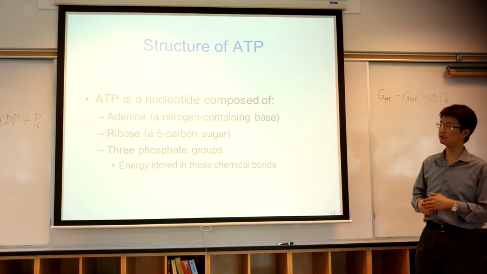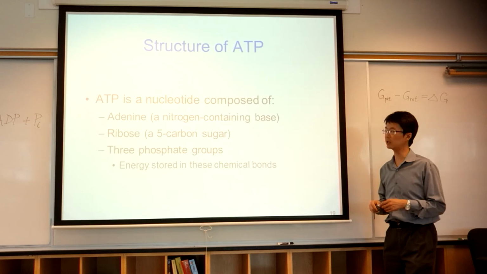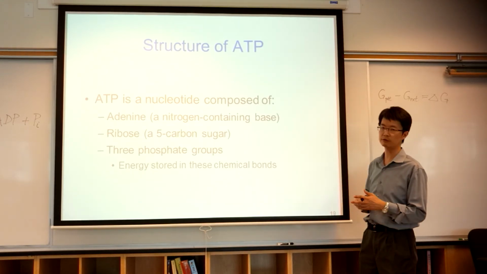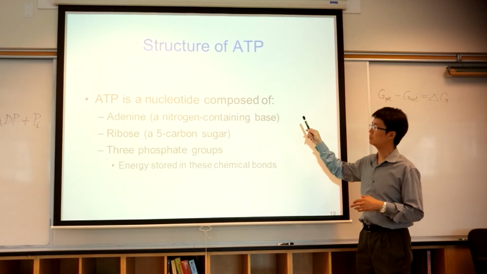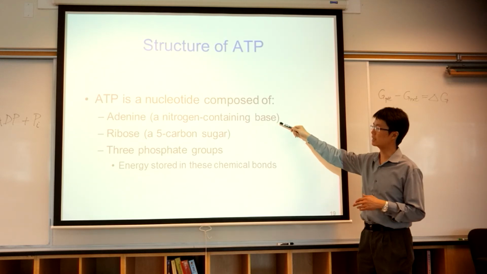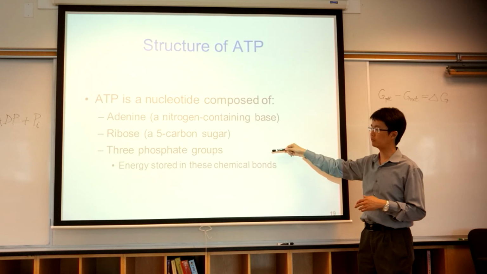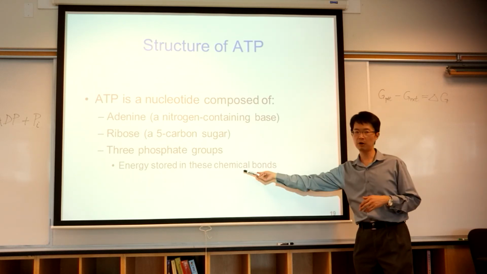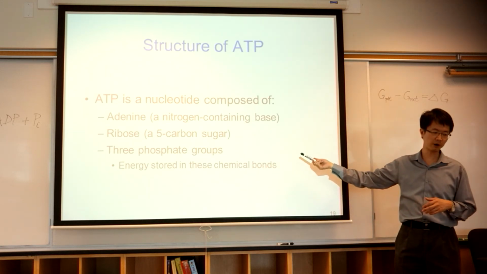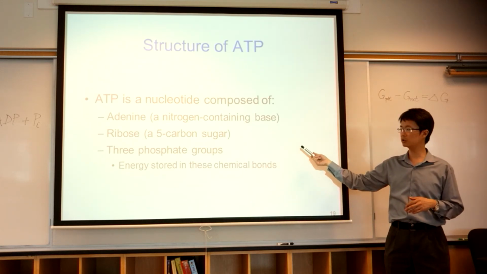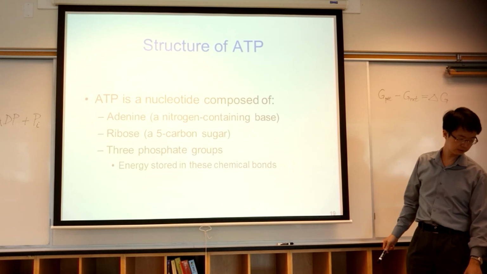Structure of ATP, we already talked about this in the previous lecture. It's like a review, so I'll go through it quickly. It has adenine, nitrogen-containing base or nitrogenous base, ribose, or we call it pentose, a 5-carbon sugar, and a 3 phosphate group. And the energy is stored in the chemical bond, which is the covalent bond. They use covalent bond to join the 3 phosphate group together.